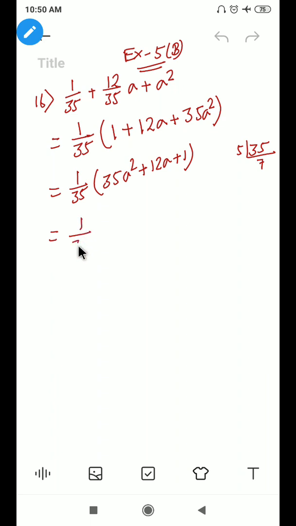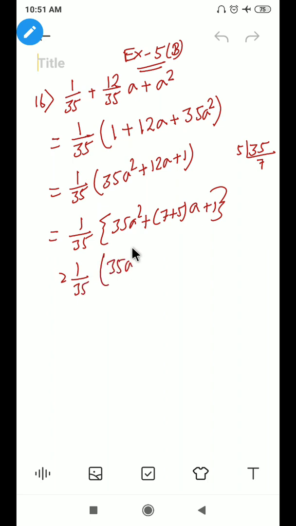So you have to split 12 by addition or subtraction. How do you know? Multiply the sign before 35a square and the sign before 1. So plus times plus will be plus. That's why you have to make this 12 by addition. So write here 7 plus 5 instead of 12. Now open the bracket. This will be 35a square plus 7a plus 5a plus 1.